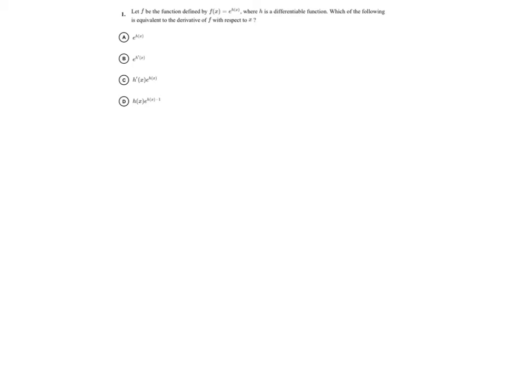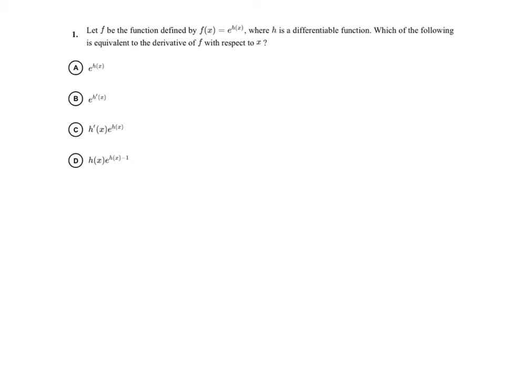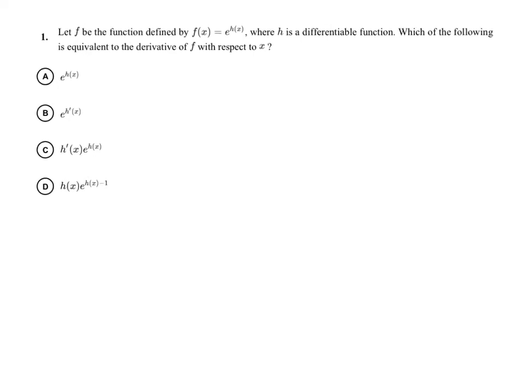Okay, so for this first one, they say let f be the function defined by f of x equals e to the h of x, where h is a differentiable function. Which of the following is equivalent to the derivative of f with respect to x? Okay, so this is a chain rule question.